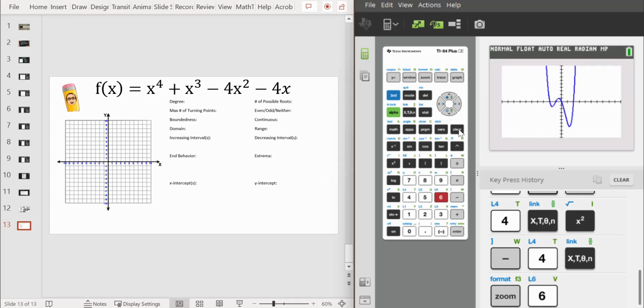So this guy has 2 minimums and 1 maximum. So you do have to find all 3 of those extrema as you're finding them, and that should help you find the rest of your graph. We will check them when you get back, so that way you can make sure you have the right answer.